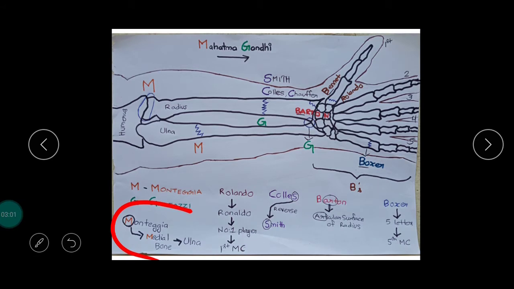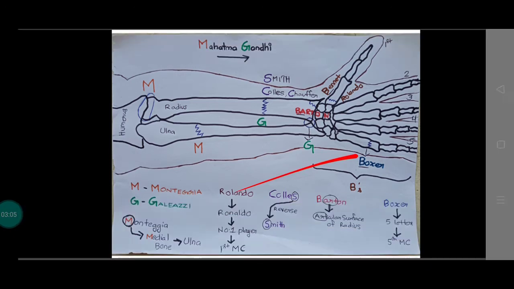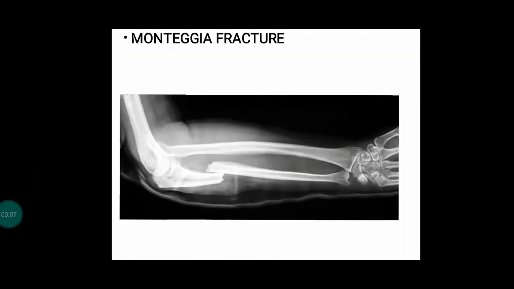Next, moving on. Before that, I'll show you the X-ray of the Monteggia fracture. As you can see, there is a fracture in the proximal third of the ulna, along with dislocation of the radial head. So this is Monteggia fracture.